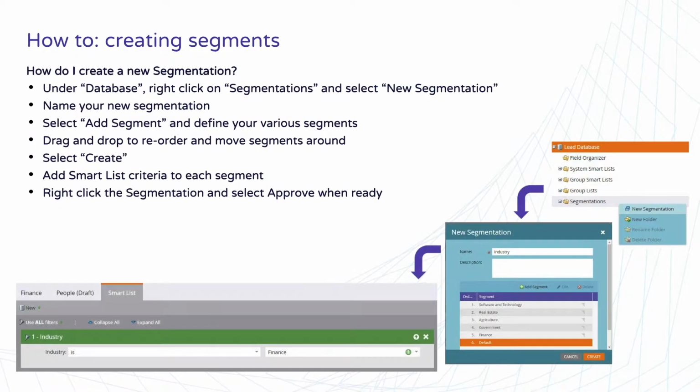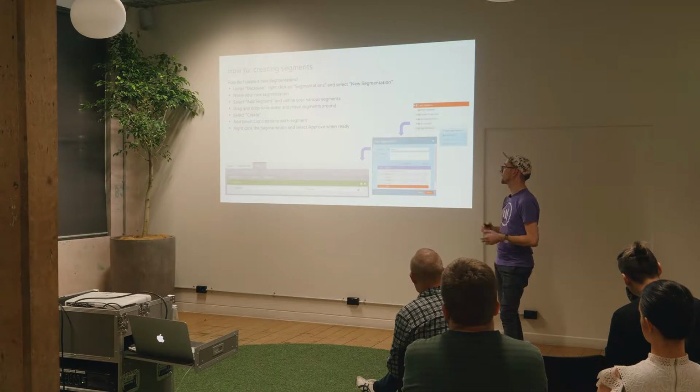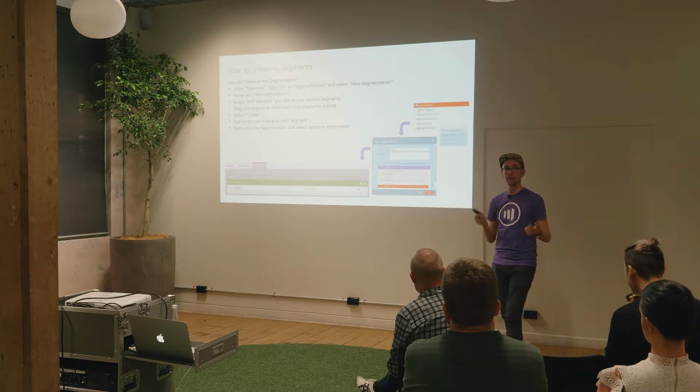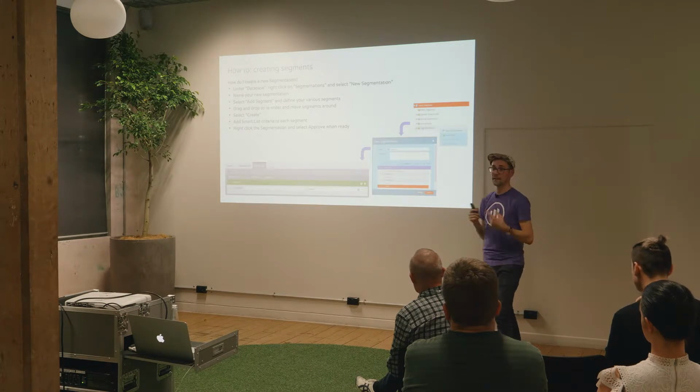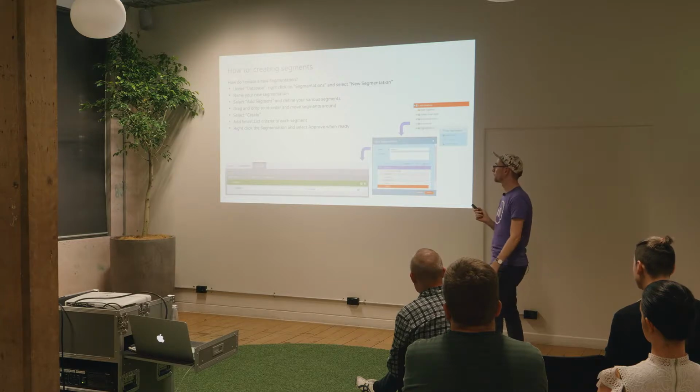Before then, you just need to click create, and then add in your smart list criteria. So these are the rules, the filters that you're going to use to define what your segments actually are. After that, you just need to right-click on the segmentation and approve it. And then Marketo will run the rules and make sure that people are sitting in the right segment.